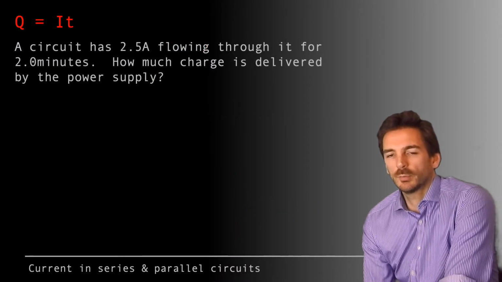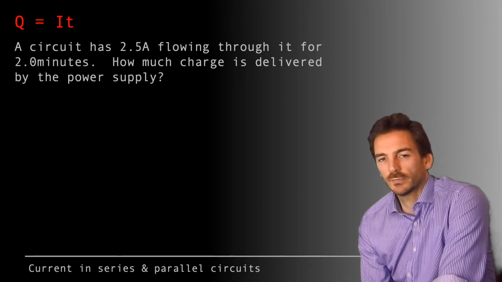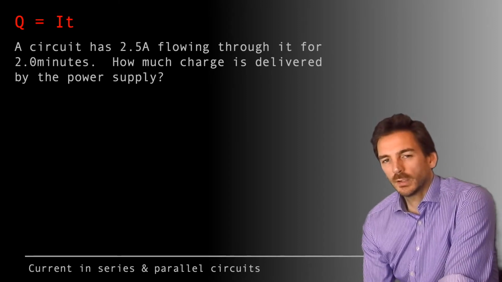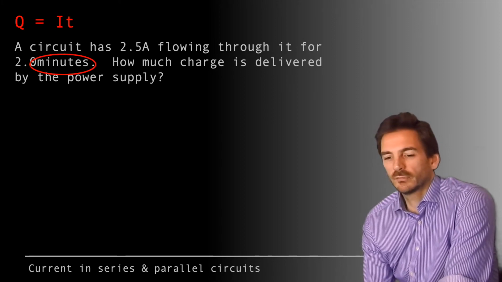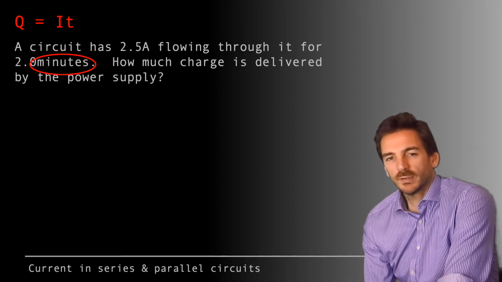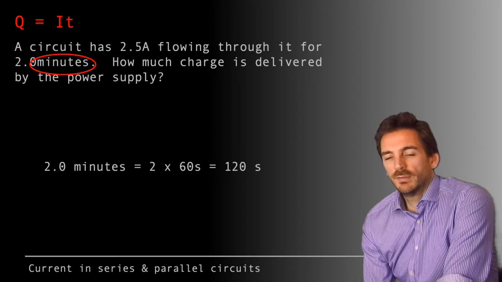So this time we've got 2.5 amps flowing for 2 minutes. We're going to work out how much charge flows from the power supply. Look at the units again. They've been sneaky, they've put minutes, so it's not just a case of multiplying 2.5 by 2 here. First thing we need to do, convert the minutes into seconds, and then use the equation.